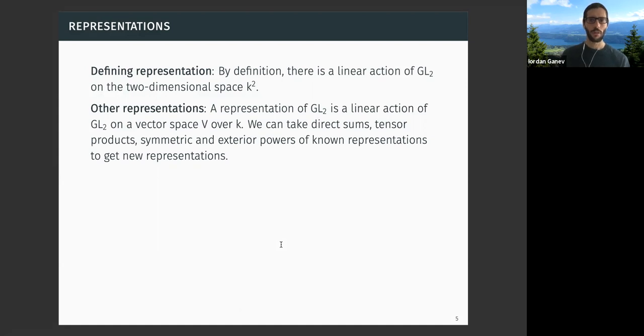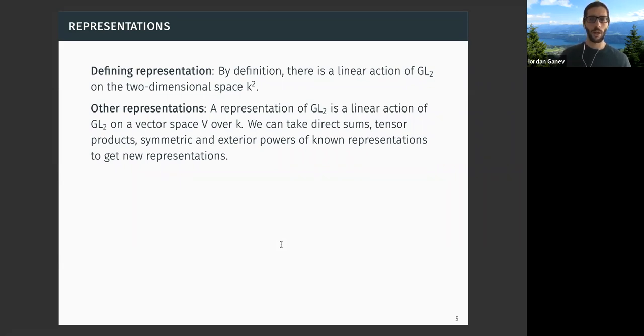And in general, a representation of GL2 is an action of GL2 on a vector space such that each element in GL2 acts by a linear map. It's not just any sort of permutation of the elements of the vector space. It has to preserve the structure. And in this case, that means having a linear action. So we'll give a more precise definition probably in the second lecture.